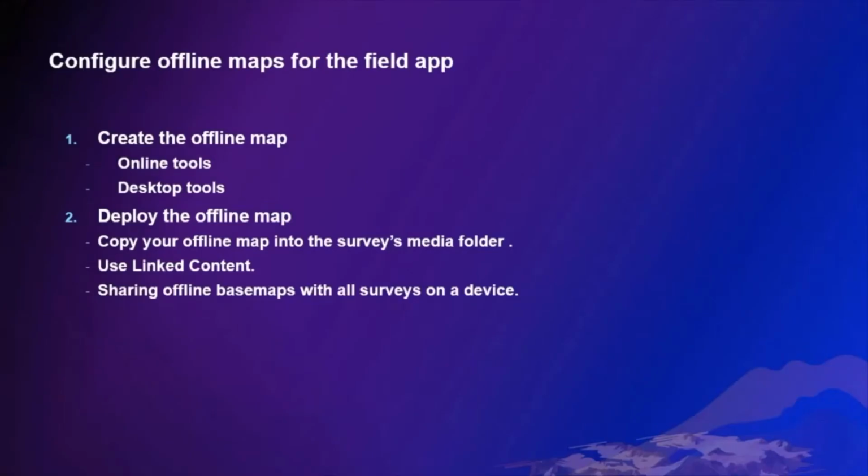Next, we'll go over the different ways to create and deploy an offline map. Creating the offline map can be done with online or desktop applications, and you can deploy the map by copying the map to your survey's media folder, using linked content, or sharing the offline map with all the surveys on your device.